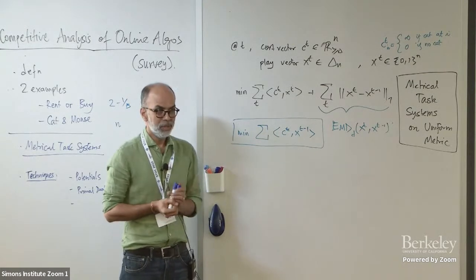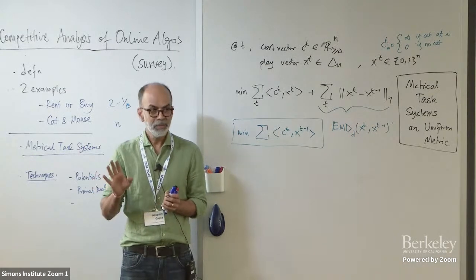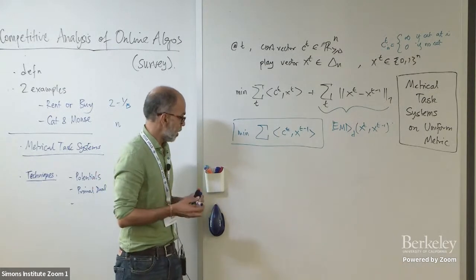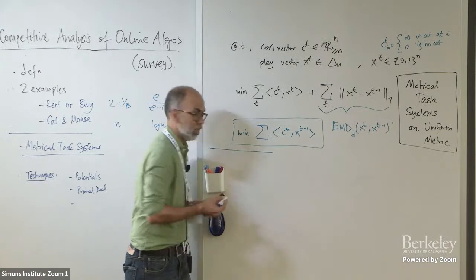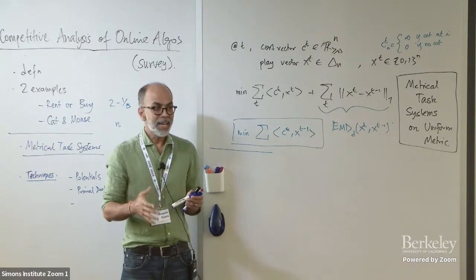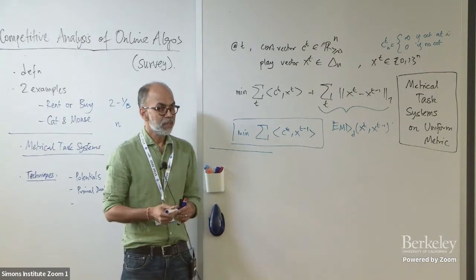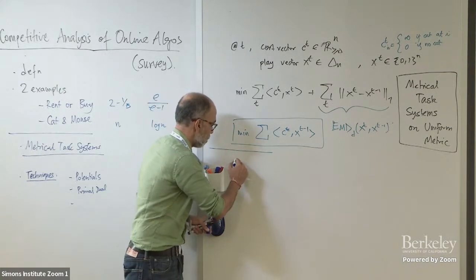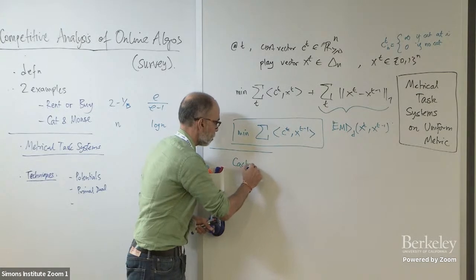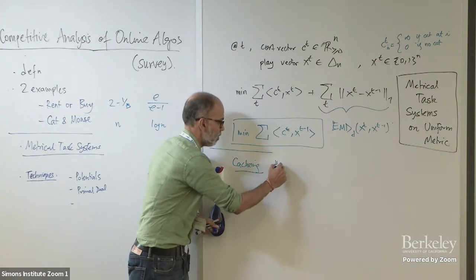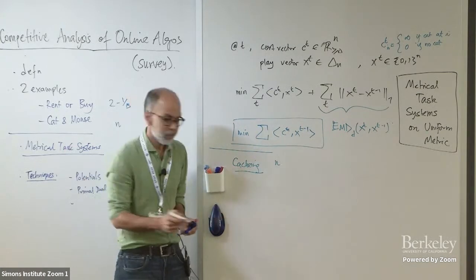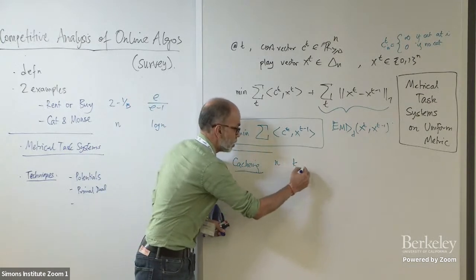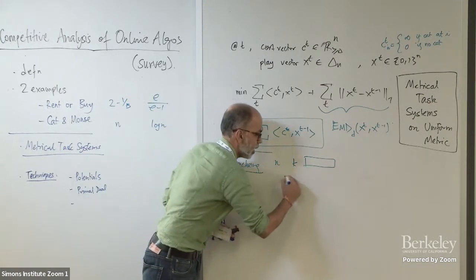You might ask, why do I care about metrical task systems? A lot of problems you can formulate as metrical task systems. So for instance, you can imagine the following thing. You can think of caching. You have n pages in main memory, slow memory. You have a fast cache of size k, and n is much bigger.